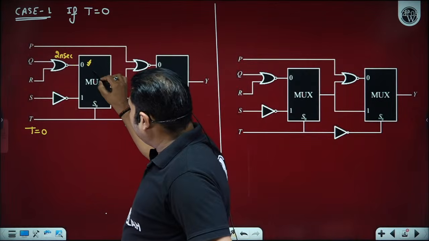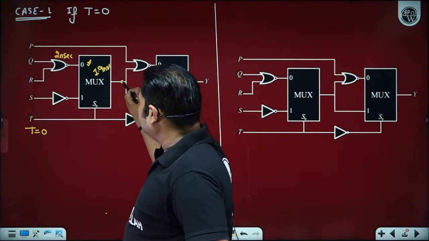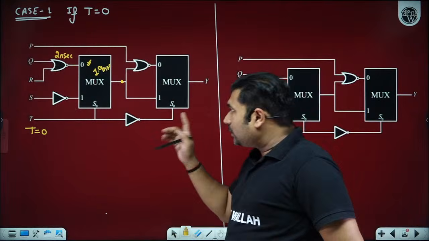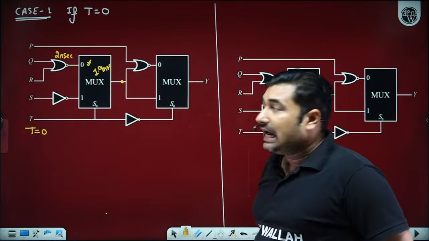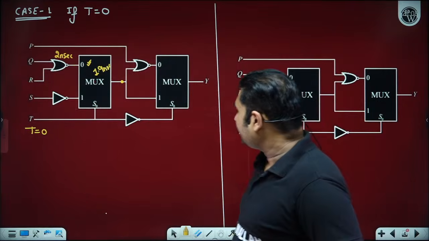And then this multiplexer will further take 1.9 nanosecond time to have its output. It means the output of multiplexer 1 is available after 3.9 nanosecond. Is it okay? Yes sir.